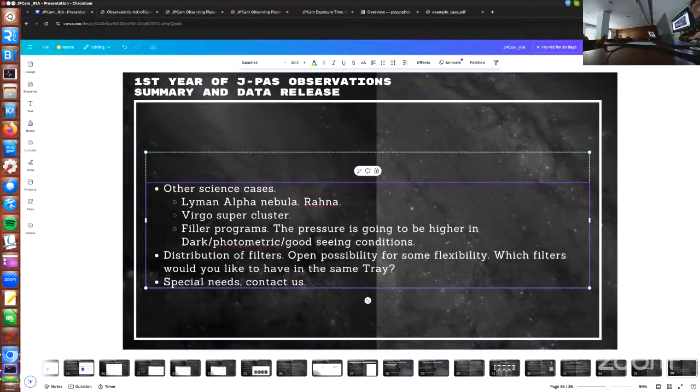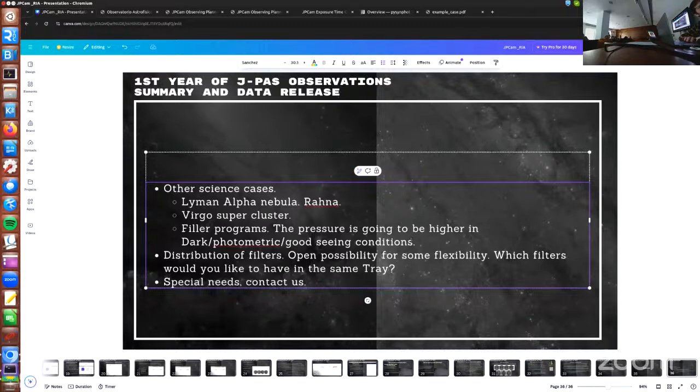Yeah. My point was about the duration of the custom filter tray along the year. So just to make people aware that if JPass needs the 5 trays, there will be a period of time when we will not have one of the JPass trays for this. This is part of the observational strategy and the planning. But JPass is not observing with the 4 trays during the same night.